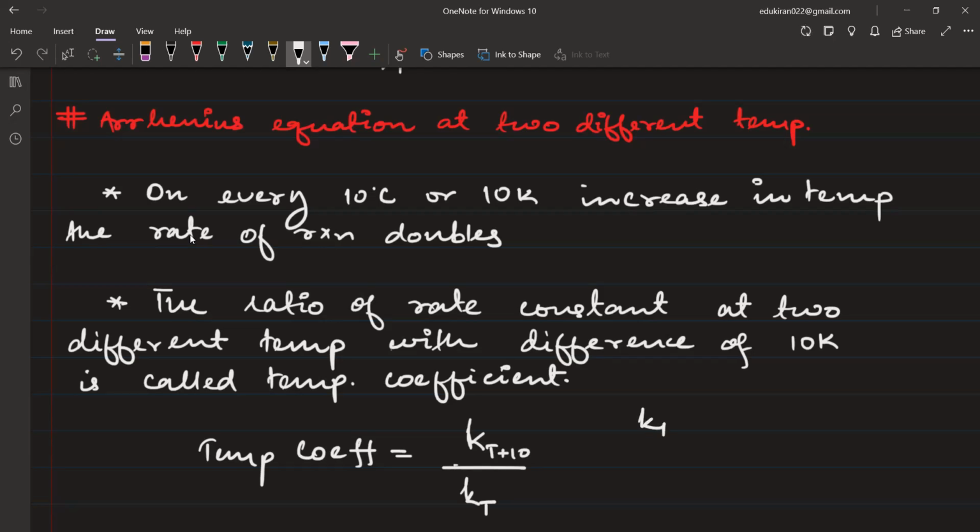ठीक है, ये ऐसे नहीं है, please remember this, K at T plus 10 नहीं है, this K at T plus 10. और अच्छे से लिख दे क्या, K at T plus 10. Done, yes or no, please tell me.